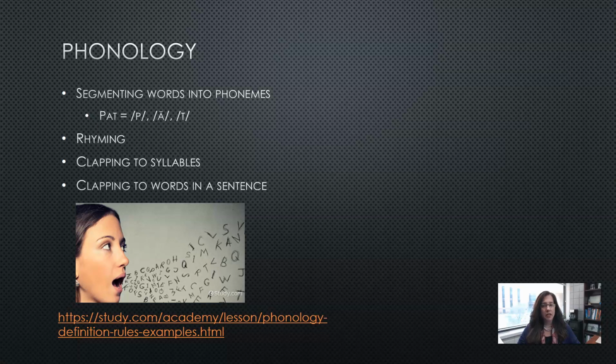So in terms of phonology, what does that mean? It means segmenting words into phonemes, such as the word pat. How can you segment that? P-at. Rhyming, clapping to syllables, and clapping to words in a sentence. English learners will need more time to practice these. So keep that in mind when you're comparing your students, that English learners definitely always need more time.